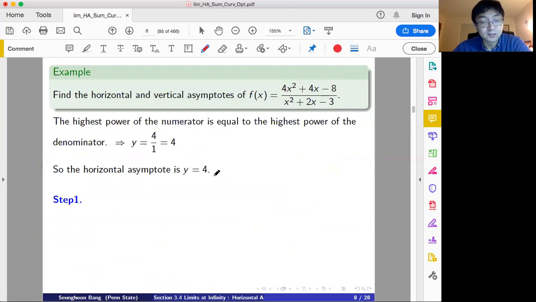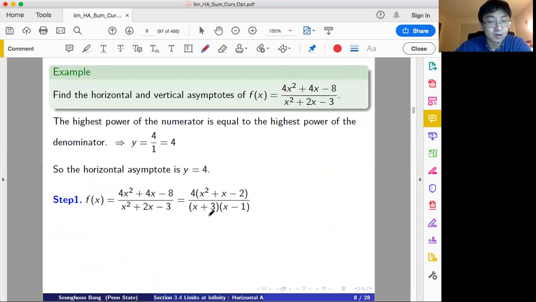How can you find the vertical asymptote? Step 1, you have to factor the numerator and denominator. So here, the top has a factor of 4. So 4 times x squared plus x minus 2, over the bottom, x plus 3 times x minus 1. You can factor the numerator more. Do you know what the factor form of x squared plus x minus 2 is? How can you factor?